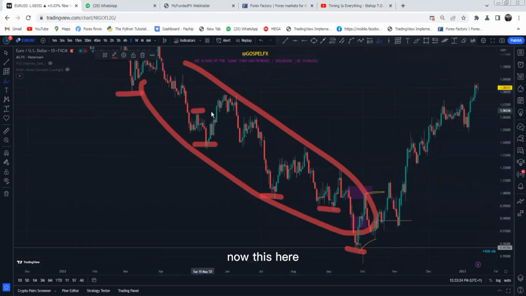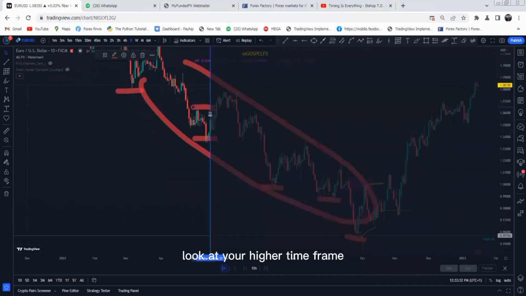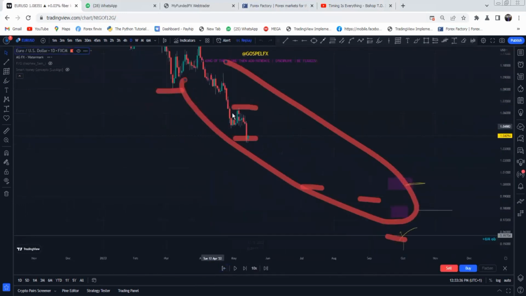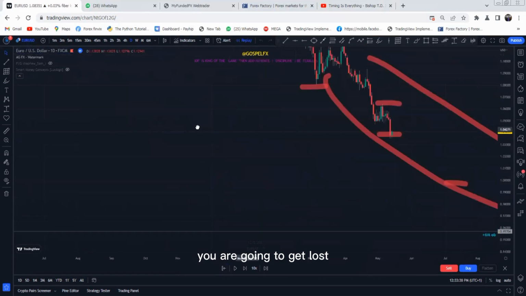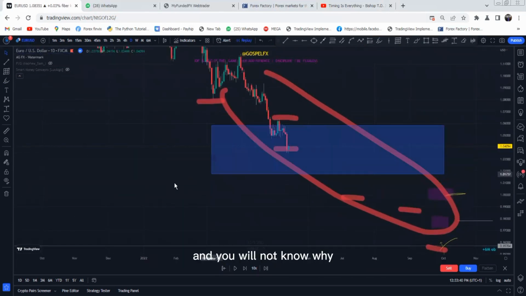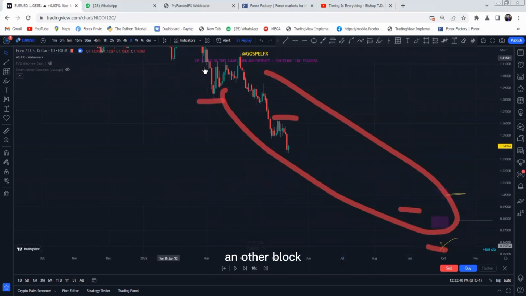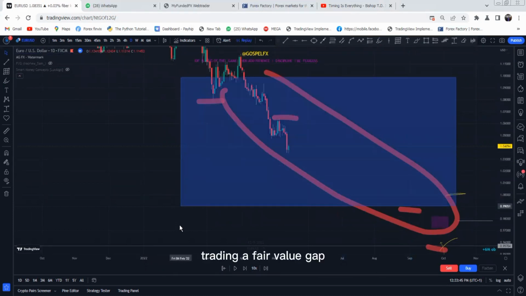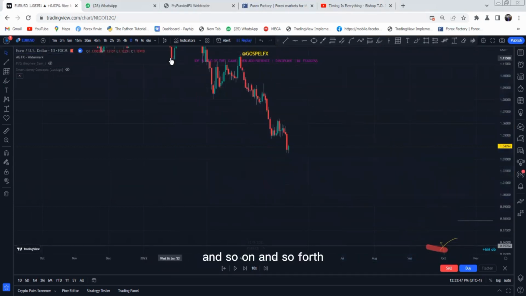Now, this here was to be like a break of structure, but why would this not be a break of structure? Remember, I said you always have to look at your higher time frame. If you don't look at your higher time frame, you are going to get lost, and you will not know why you are trading an order block and it's just failing, trading a fair value gap and it's just failing, and so on and so forth.